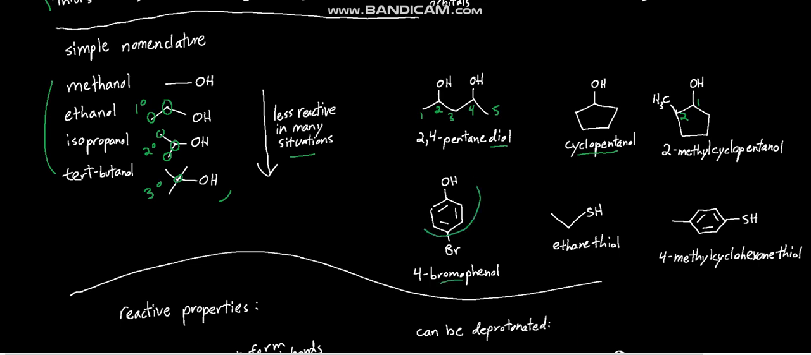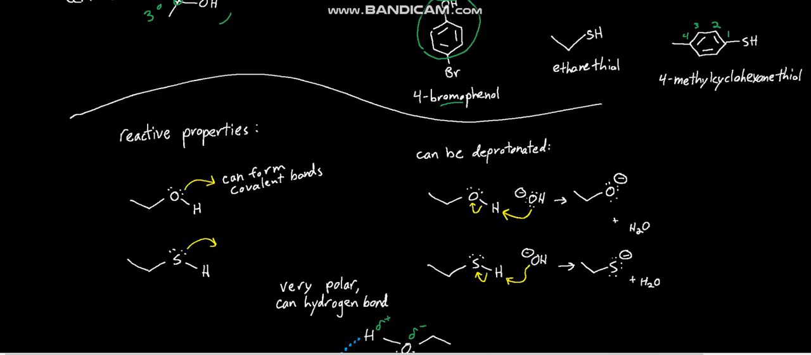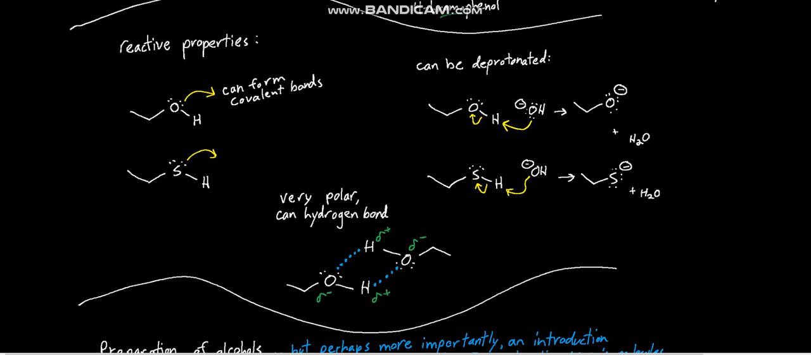4-bromophenol, so we're calling this a phenol with a bromo group on it. Thiols have pretty different nomenclature. We call this ethane thiol, as if it was ethane alcohol. 4-methylcyclohexane thiol. 1, 2, 3, 4. So you just want to review enough nomenclature from the reading to be able to converse reasonably well. We could spend all quarter on nomenclature, and we don't want to do that. You can develop more nomenclature skills as you go along solving other problems.